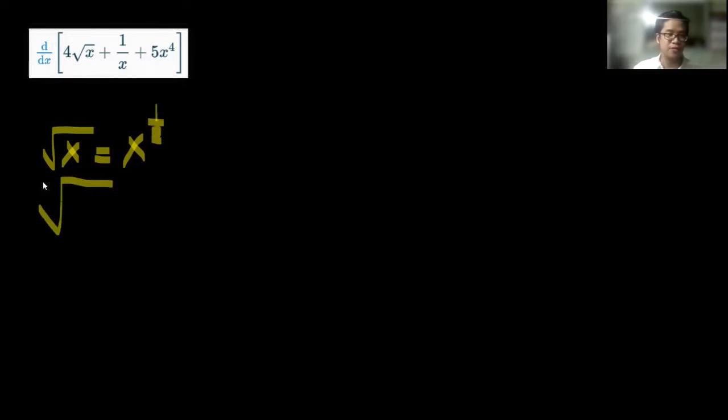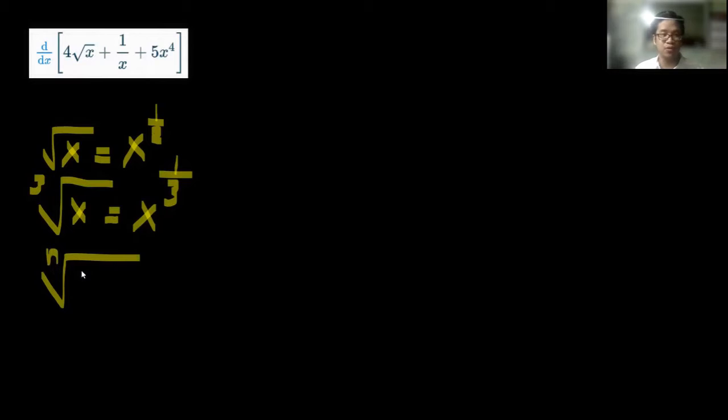So if you ever have a cube root of x, that means this is x raised to 1 over 3. As you can see here, if you have a root, and here let this be n, it could be cube root, fourth root, fifth root, and then you have a given variable. So this is always x raised to 1 over n.